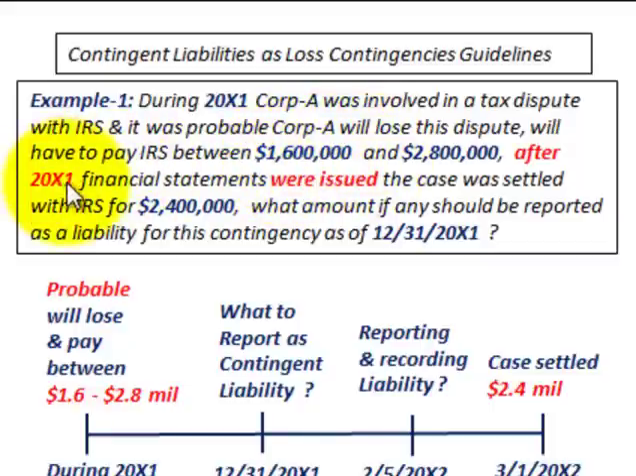Now, after the 20X1 financial statements were issued, the case was settled with the IRS for $2,400,000. Originally estimated between $1,600,000 and $2,800,000, but settled for $2,400,000. So what amount, if any, should be reported as a liability for this contingency as of 12/31/20X1? Those would be the financial statements for this company.